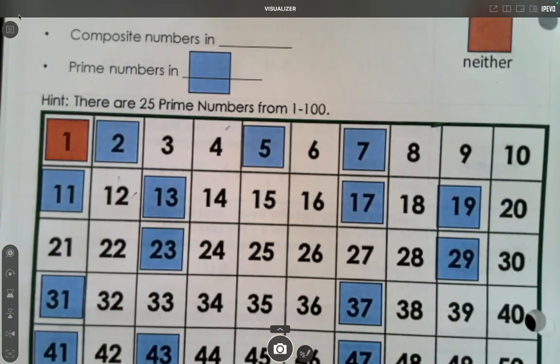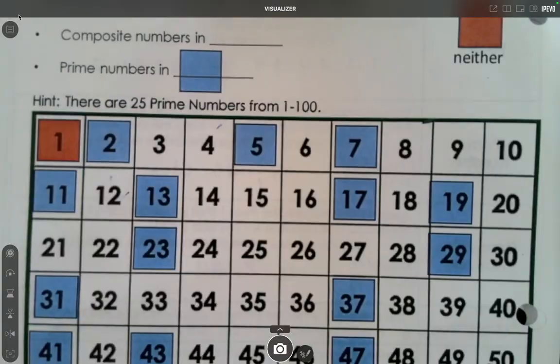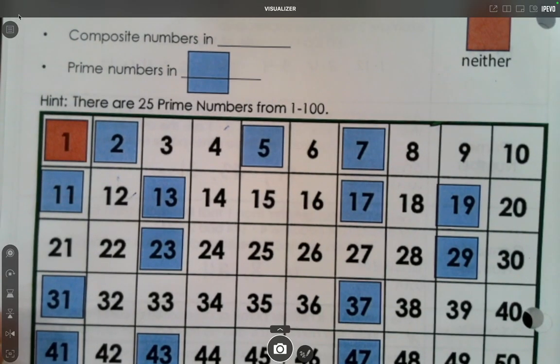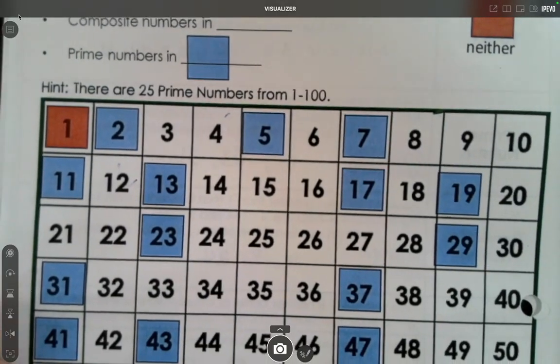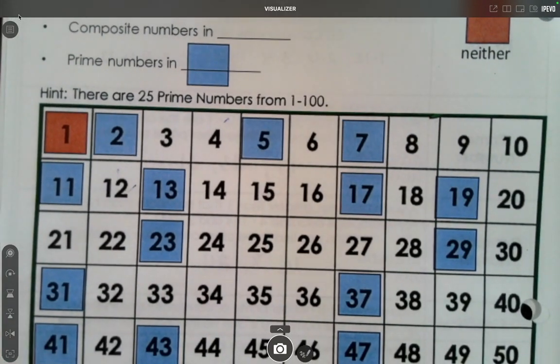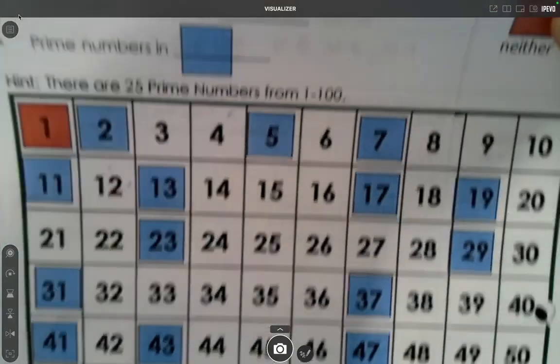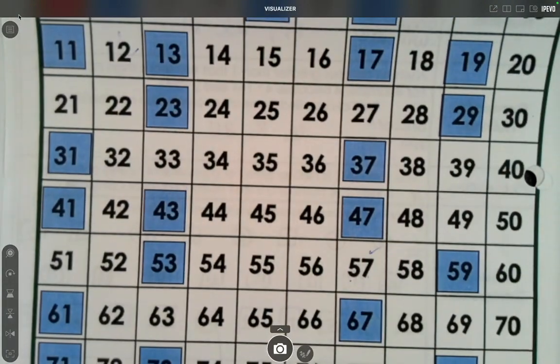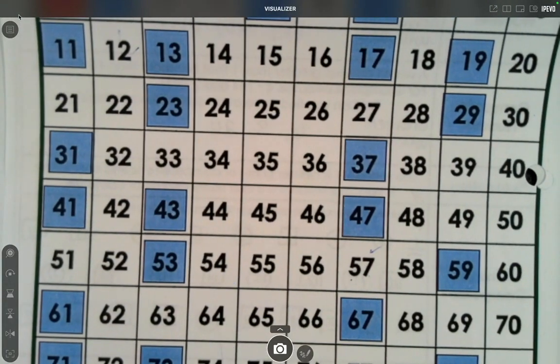Now this answer sheet's in blue, but the blue is the prime. That's what you need to mark. So circle or mark all the ones in blue. So 2, 5, 7, 11, 13, 17, 19, 23, 29, 31, 37, 41, 43, 47. If I'm going too fast, feel free to pause.